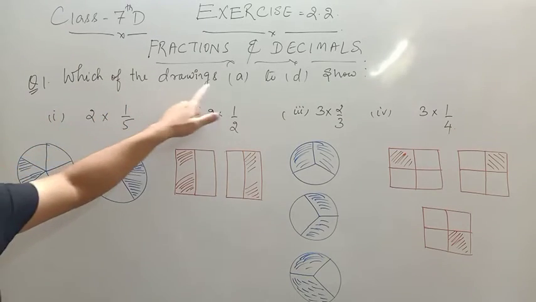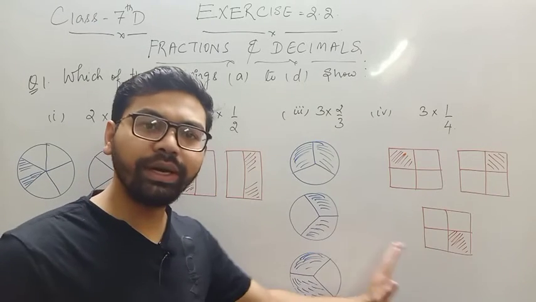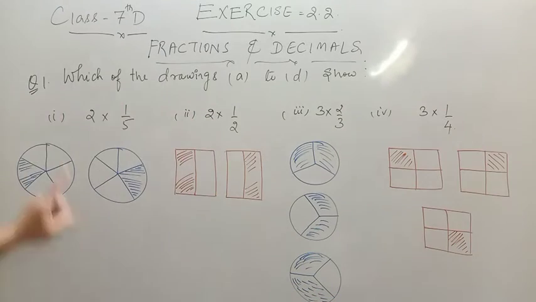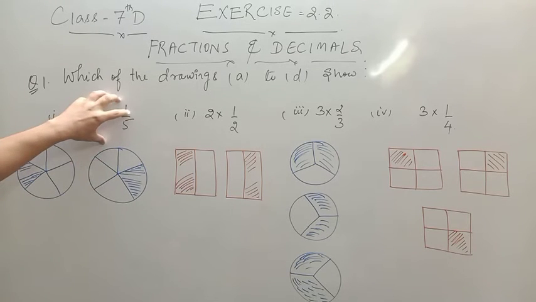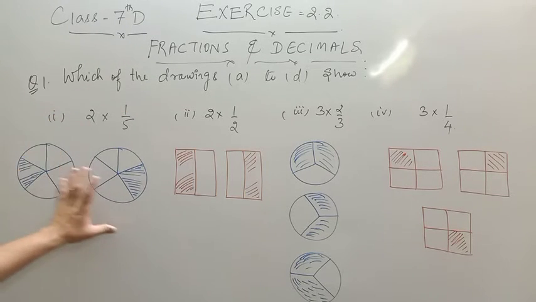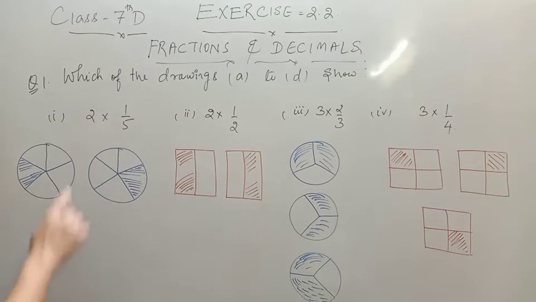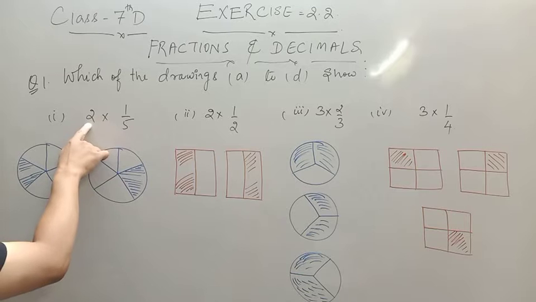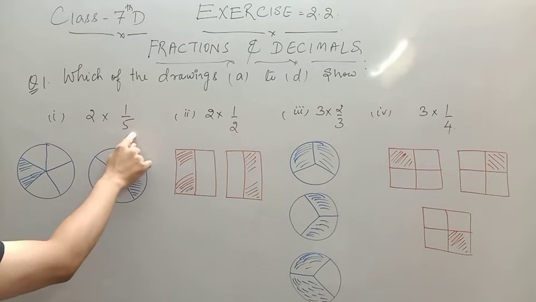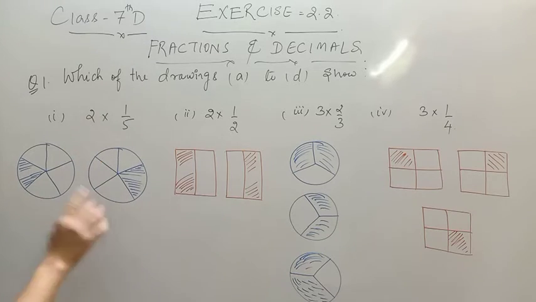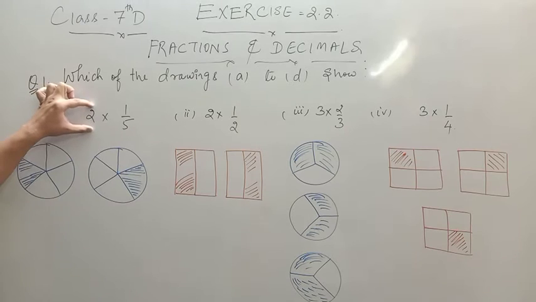Which of the drawings A to D shows? Here I have given you the correct answer. The first is 2 into 1 by 5. How can I represent this mathematical expression using a Venn diagram or some diagrams? Now what does this 2 mean? Two figures, and 1 by 5 shows that each figure has 5 parts.